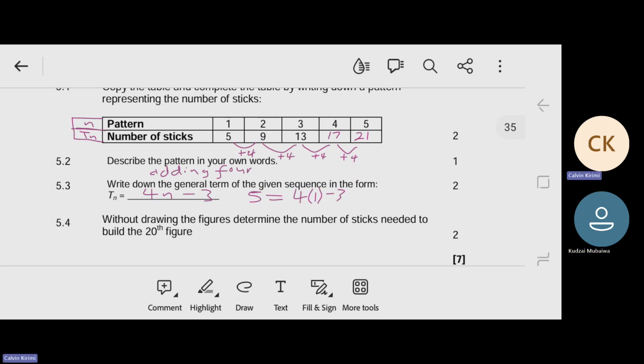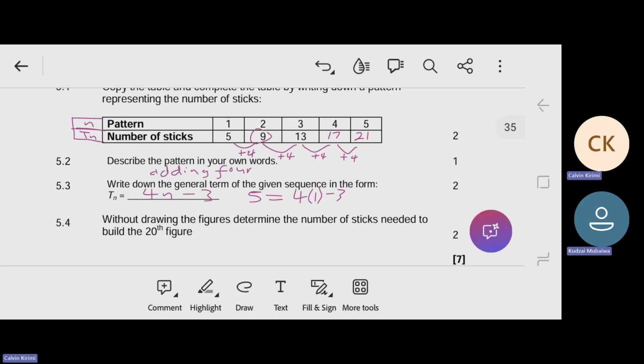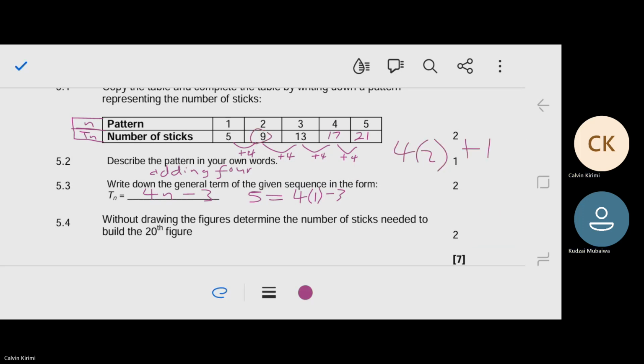But when you subtract 3, do you get 9? You don't get 9. If you say 4 multiplied by 2, you get what? 8. But you want to get 9. So what do you do? Plus 1. So instead of putting minus 3, the rule is going to be plus 1.